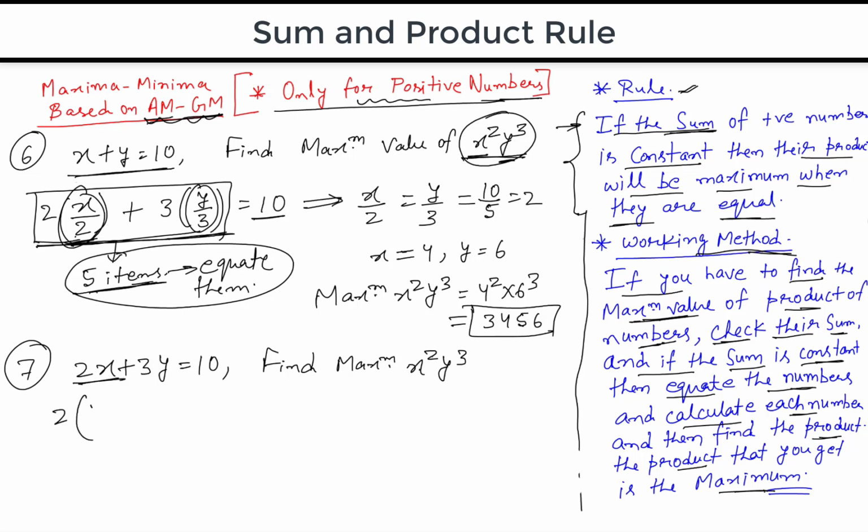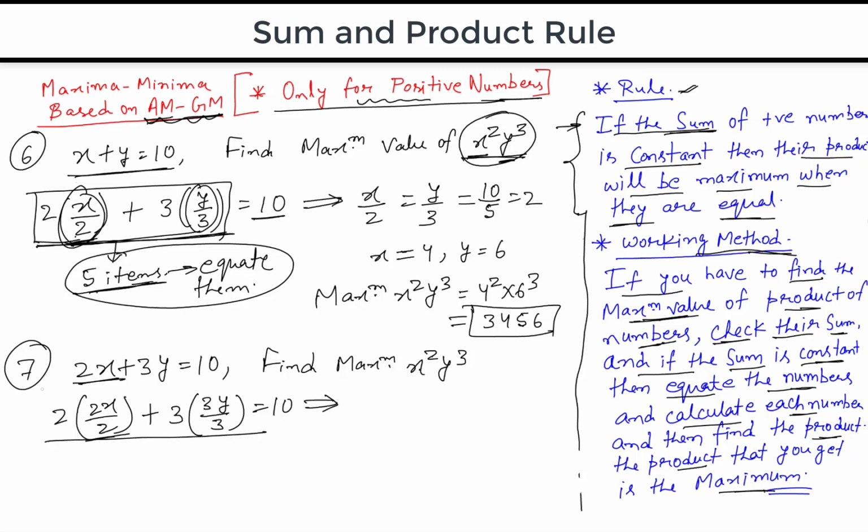So 2 into 2x by 2. The term containing x should be multiplied and divided by 2, plus y should be multiplied and divided by 3. So 3 into 3y by 3, right? So what should we get from here? The items inside the bracket. How many items do you see?